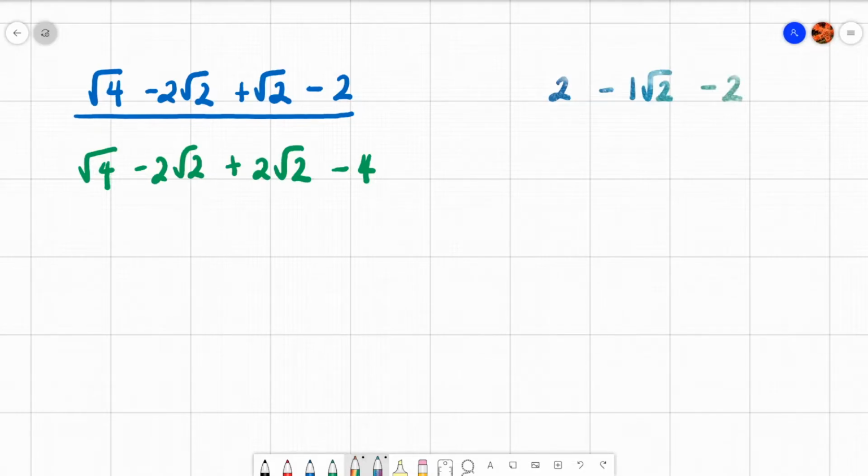Okay. Here at the bottom, square root of 4 is 2. Then minus 2 root 2, add another 2 root 2. Well, they cancel each other out. And then minus 4. Okay.